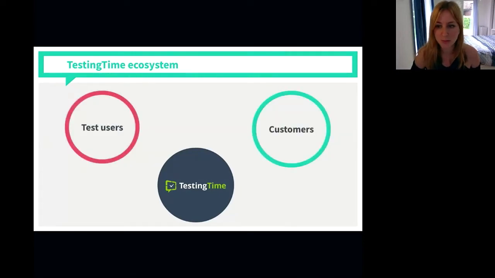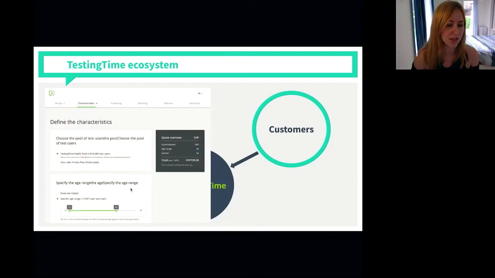We have customers and we have test users. Customers are companies that are going to carry out research and therefore they need users with a certain profile. So they normally go to the TestingTime website and place a request through the order form, which looks something like this, if it is the first time that you are seeing it. It's just a form with simple steps in which you describe how many users you need, with what characteristics like age, gender, place of residence, etc., and for when and where.